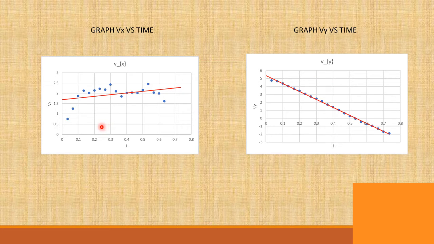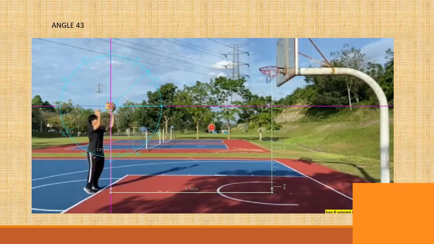The slope of the graph Vxt is supposedly constant. And for Vyt, the slope represents deceleration because gravity is pulling the ball downward. This is our last angle, which is the third simulation using Tracker software.